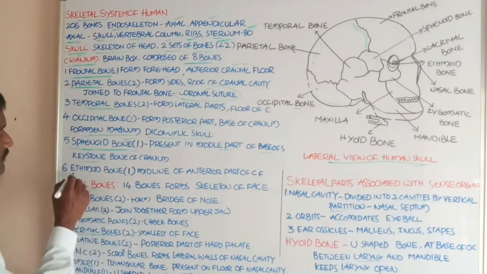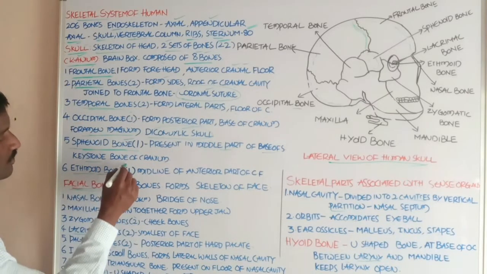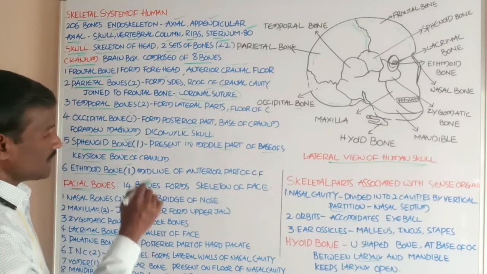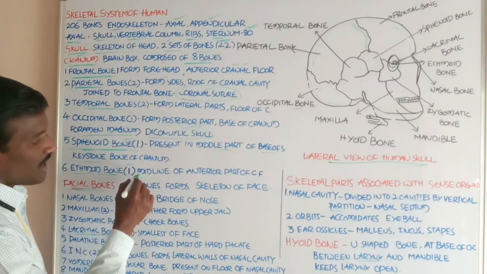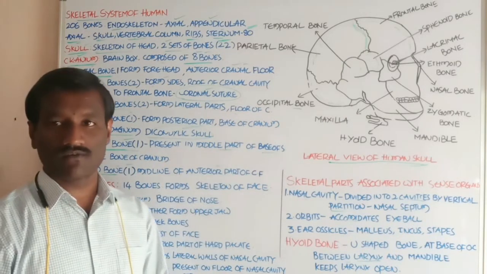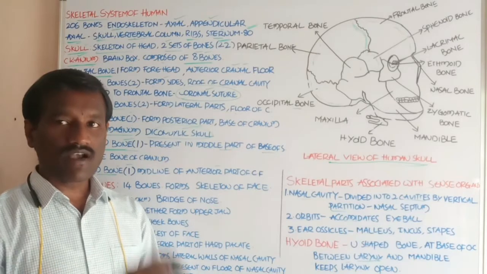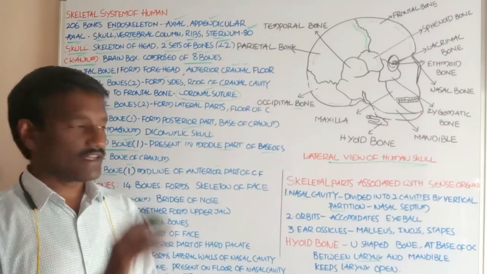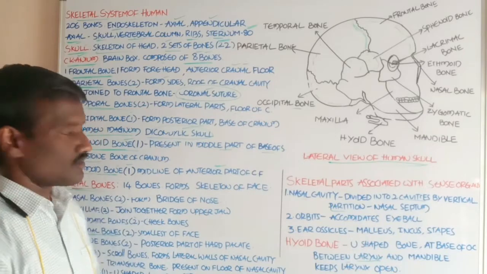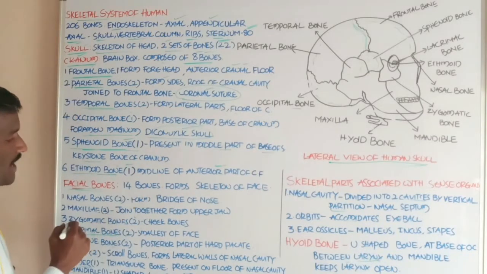Next, the sixth one is the ethmoid bone, 1 in number. The ethmoid bone forms a midline structure at the anterior part of the cranial floor. Okay, student, this is about the ethmoid bone.